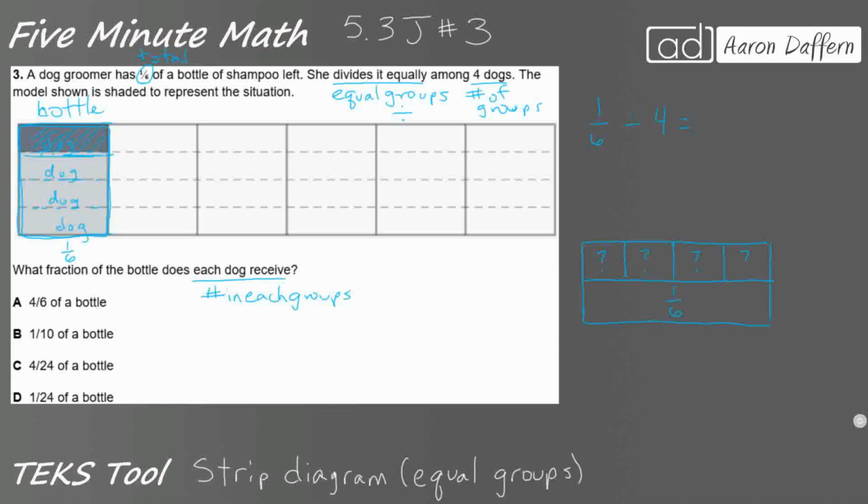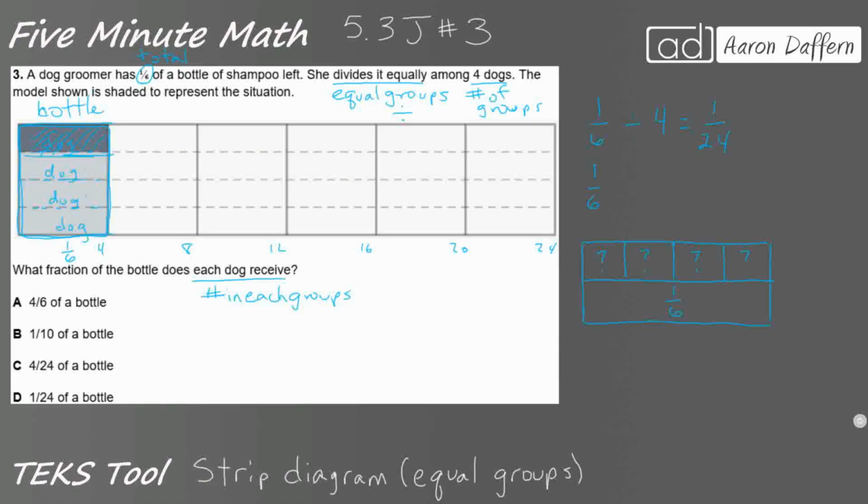How much is that? Well, it's going to be 1 piece out of how many? I've got 1, 2, 3, 4, but you got to go all the way across. So now I've got 4, 8, 12, 16, 20, 24. It looks like I've got 1 out of 24. Now, how could I do that without a picture? Well, when you divide by a whole number, that's the same as multiplying by the reciprocal.